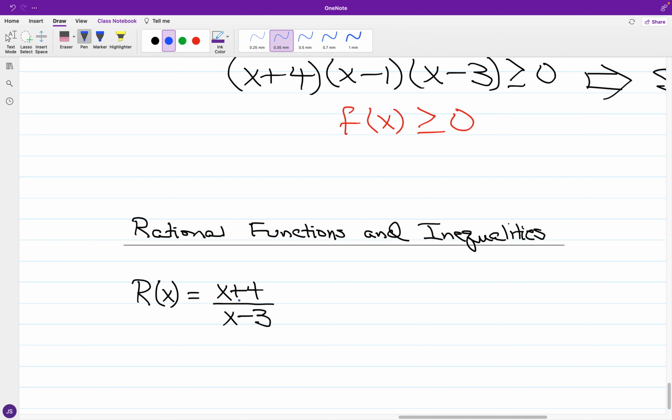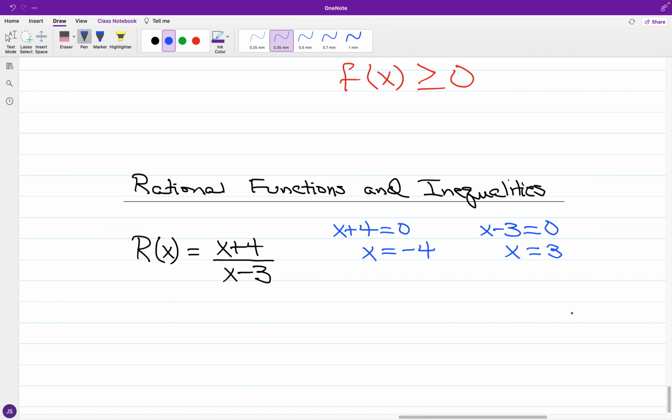If you notice, you have a couple of x expressions, one in the numerator and the other in the denominator. So if I have x plus 4 is equal to 0, I have x equal to negative 4. For x minus 3 is equal to 0, I'm going to have that x is equal to 3. And now just some things to mention in case you have r of x equal to x plus 4 over x minus 3.